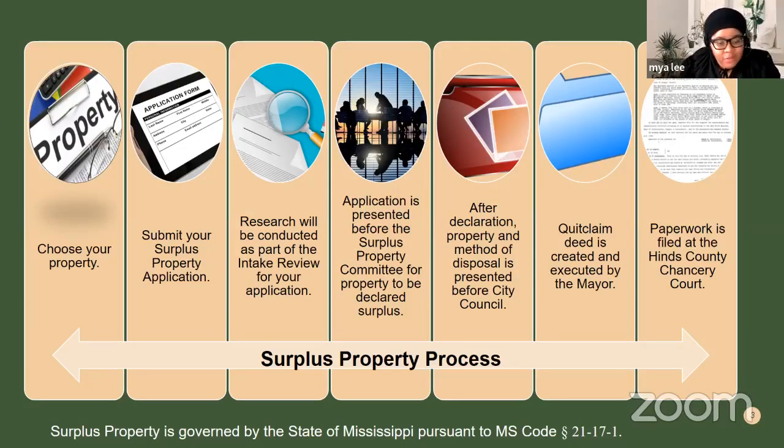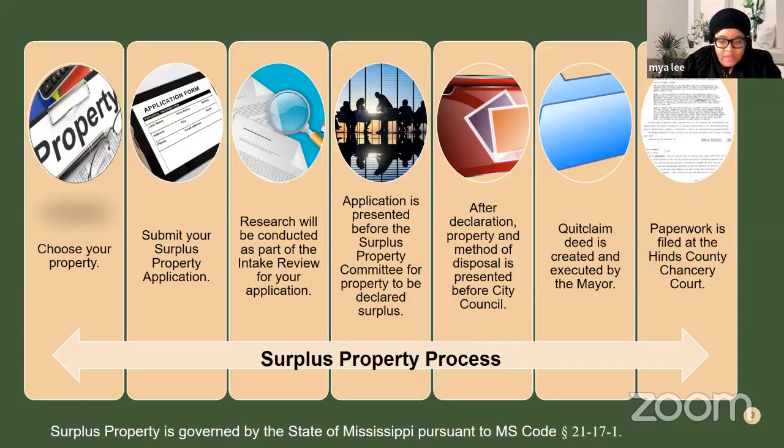After it has been declared surplus, then depending on your disposal method, you'll be able to go through the process. If you wanted to do an appraisal route for your property, in the sense that you only want to be the person actually purchasing the property, then it will go through the appraisal method, and then the item will be presented before our city council. If you want to go through the bid method, you're open to do that also, and it will still go before our city council for approval.